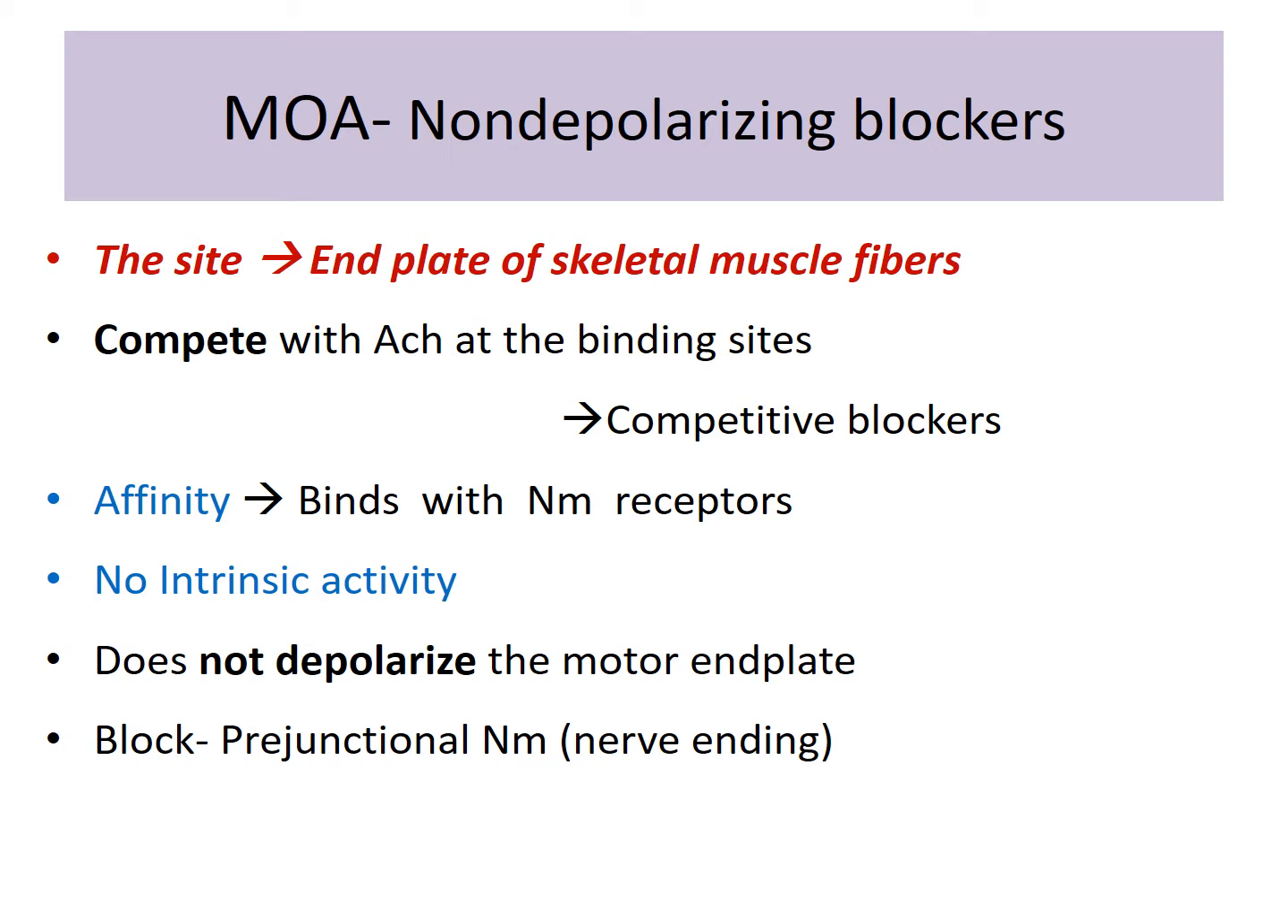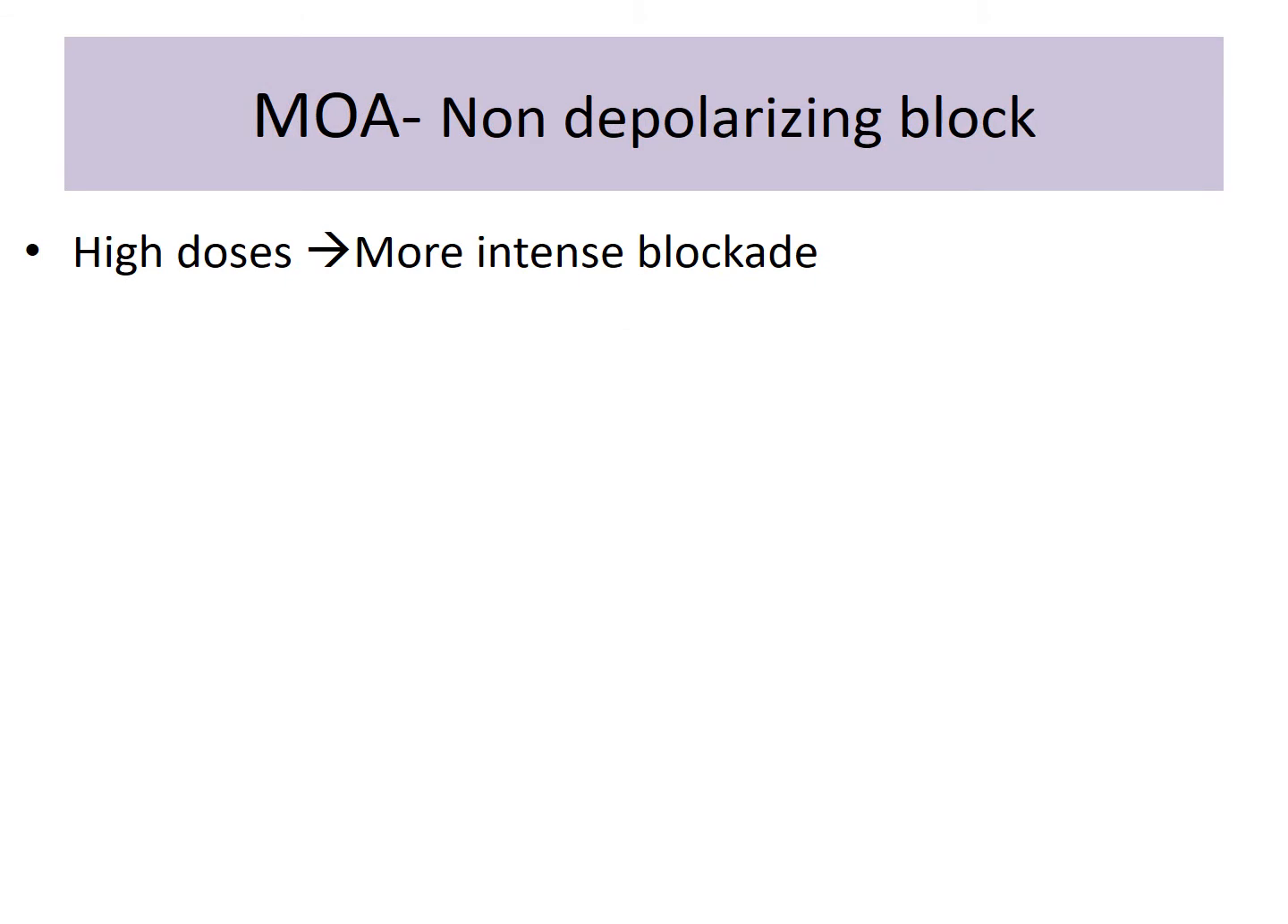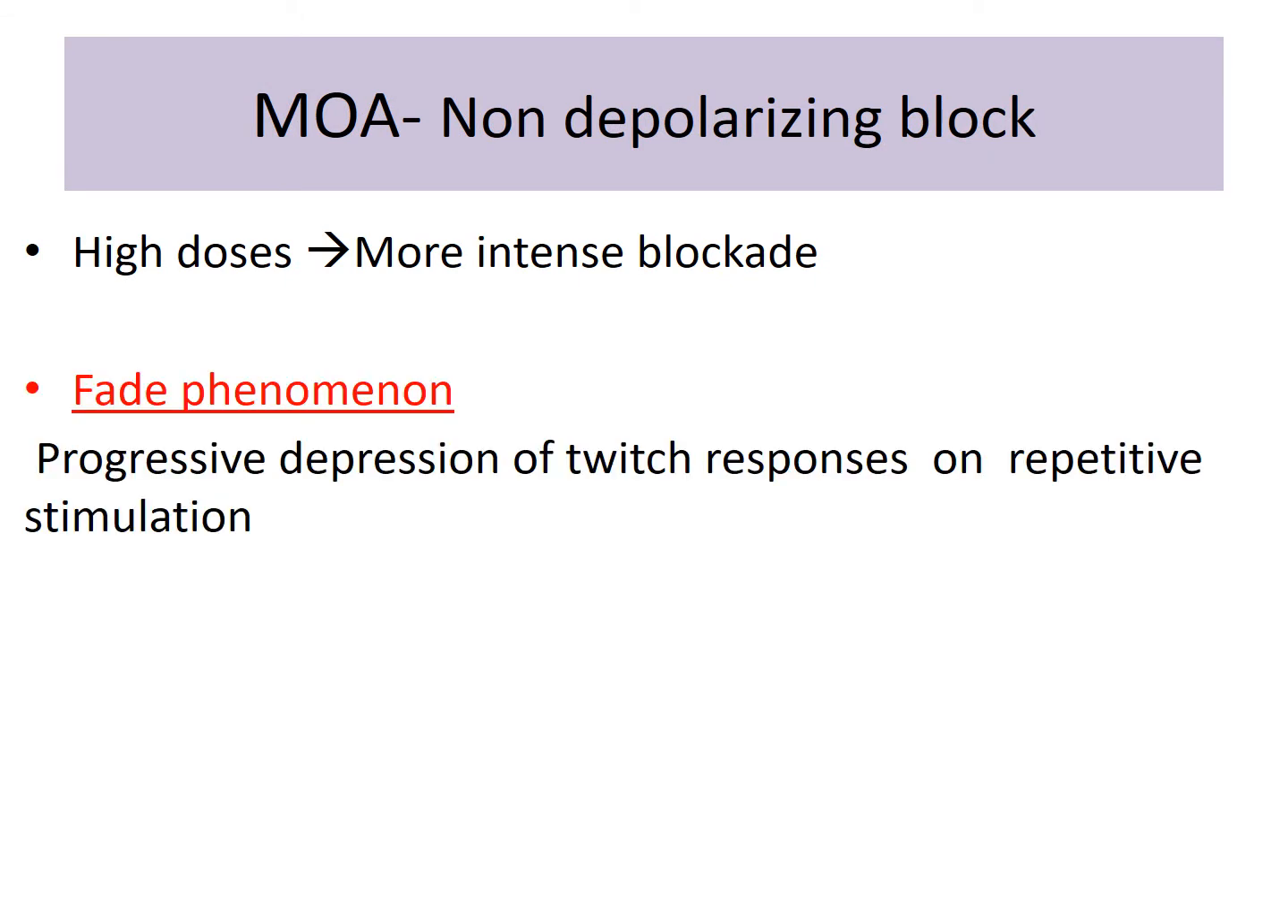Sometimes they block the prejunctional NM receptor, that means at the nerve ending. That leads to failure of release of acetylcholine also. Most of the time they bind to the postsynaptic acetylcholine receptors, so that acetylcholine cannot come and bind to them. And mainly in high doses, they also bind to the prejunctional receptor, so that acetylcholine is not released at all. High doses produce more intense blockade.